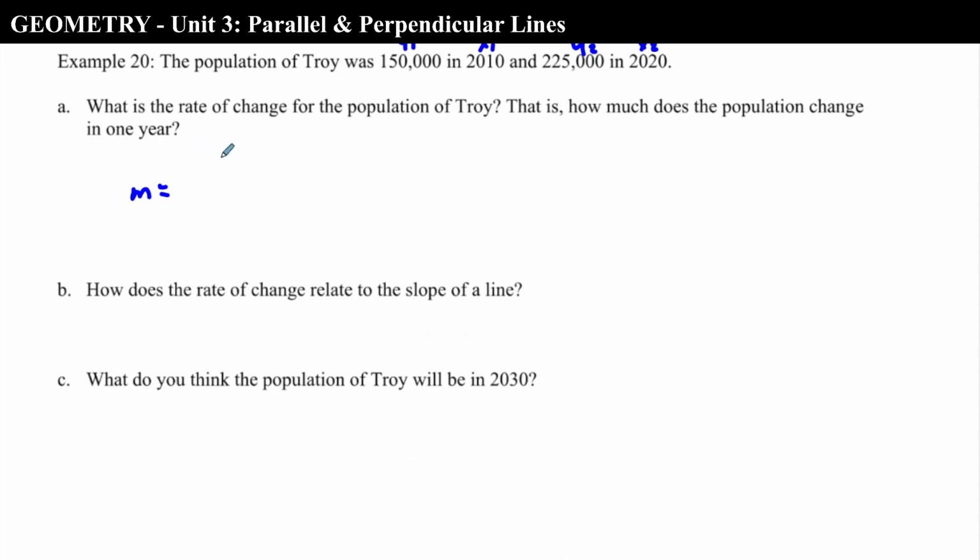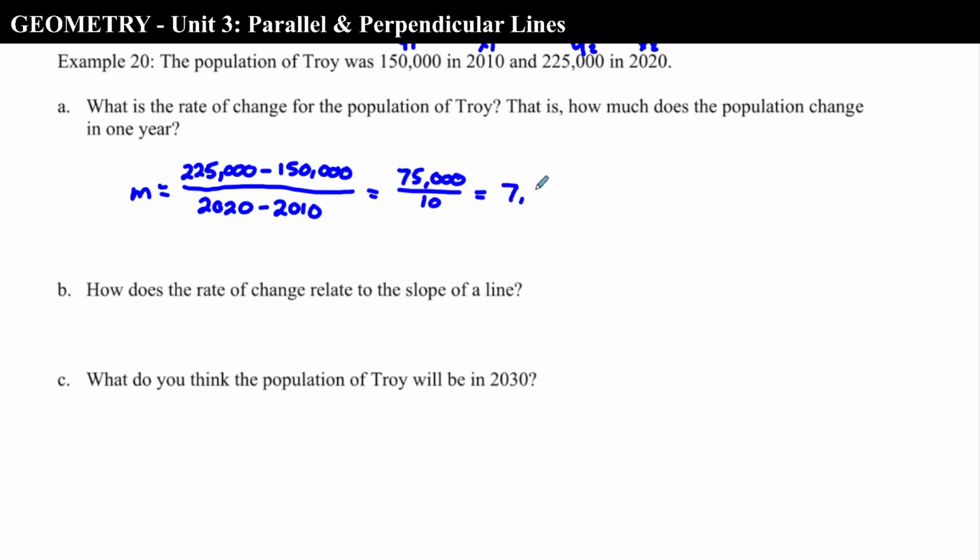So we would do 225,000 minus 150,000 over 2020 minus 2010. So that would be 75,000 over 10, which reduces down to 7,500. So our slope is 7,500.